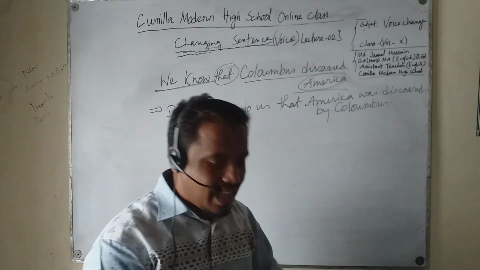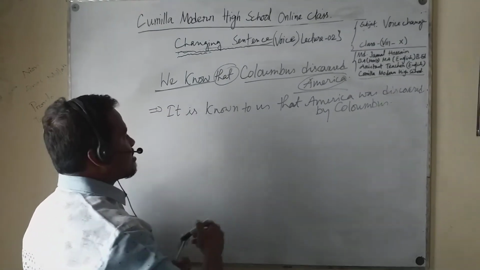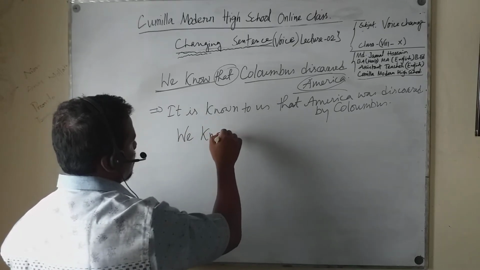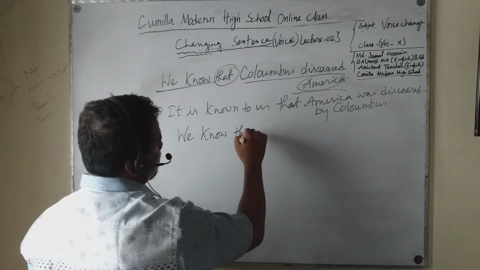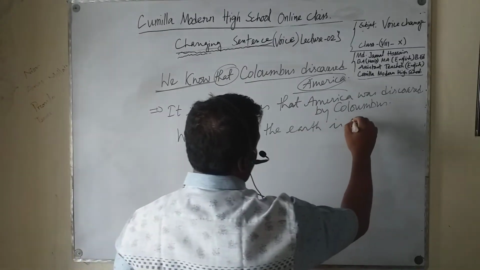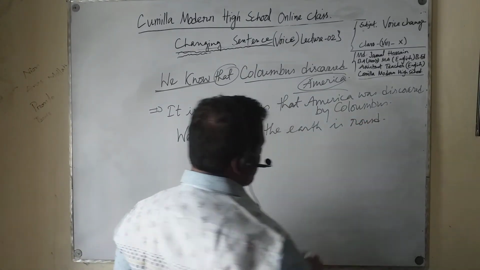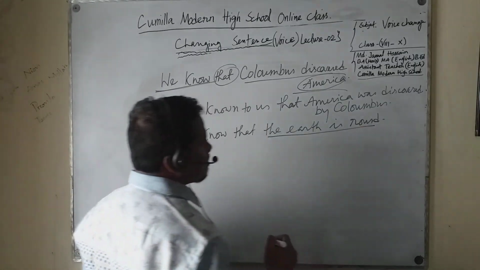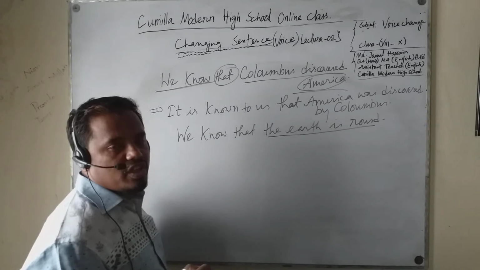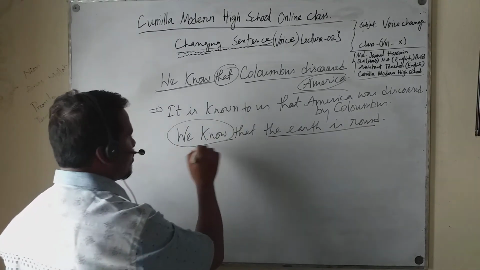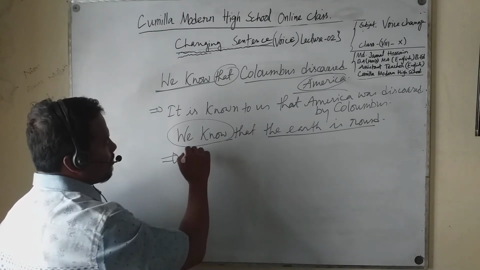But if the sentence is like that, if a given sentence like that, we know that the earth is round. Earth is round. In that case, this clause will be the same. You cannot transform these into passive. Just you have to transform this one into passive.